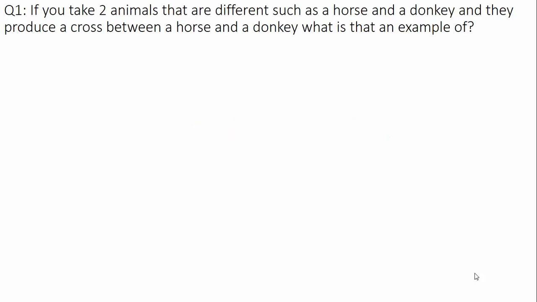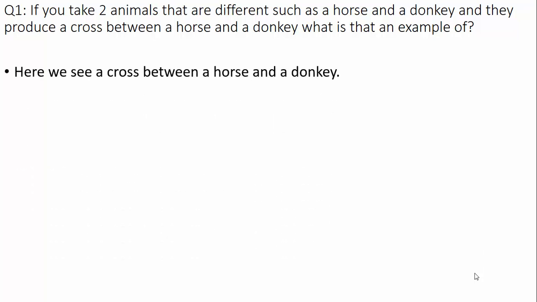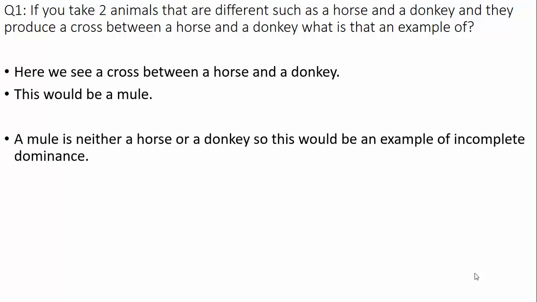If you look at question 1, it says, if you take two animals that are different, such as a horse and a donkey, and they produce a cross between a horse and a donkey, what is that an example of? So here we see the words a cross between a horse and a donkey. Now, this would be a mule. That's not what the question is asking, though. It's asking what would the mule be an example of? Well, a mule is neither a horse or a donkey. So this would be an example of incomplete dominance because it's a cross between a horse and a donkey.